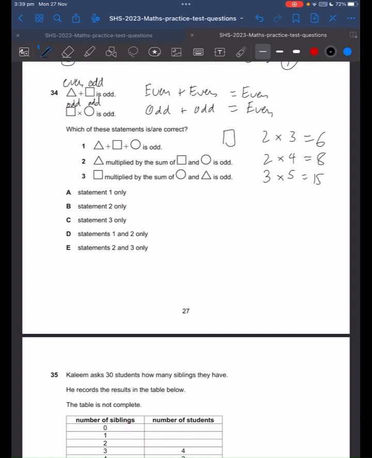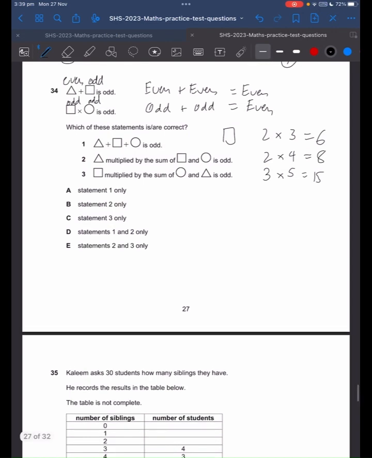So let's look at the statements. Statement 1 says triangle plus square plus circle is odd. Let's see if that works. Odd plus odd gives us even. Even plus even gives us even. So triangle plus square plus circle has to be even. So statement 1 is not correct.